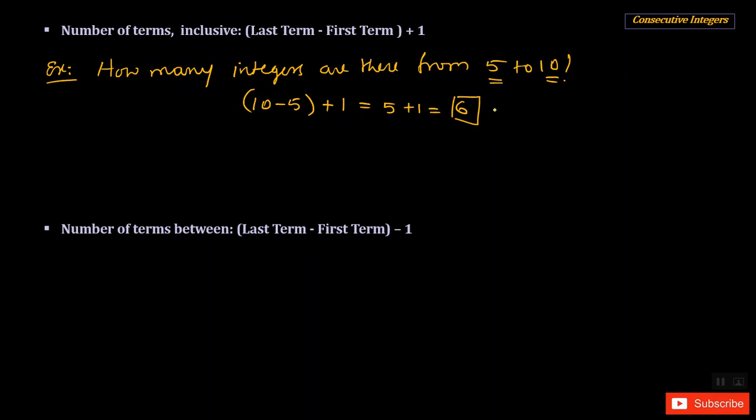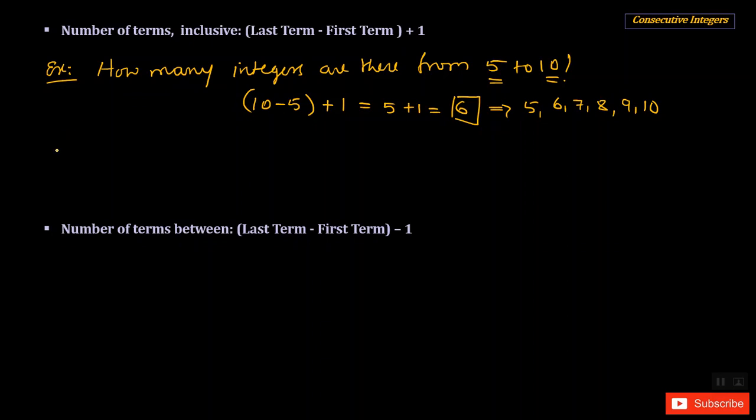So which are those now? If I make a list of those, it's going to be 5, 6, 7, 8, 9 and 10. So there are total 6 in count. So no matter how long the sequence is, this is the way of solving the number of terms from x to y in the given range, right?